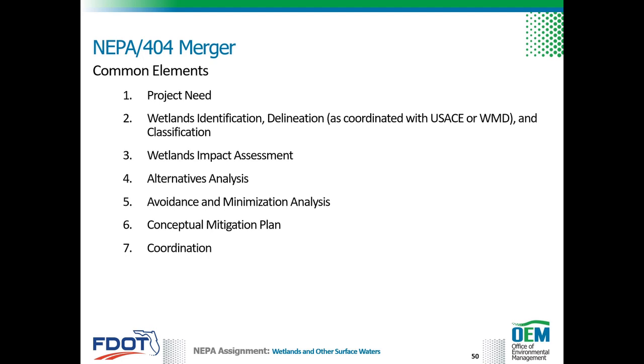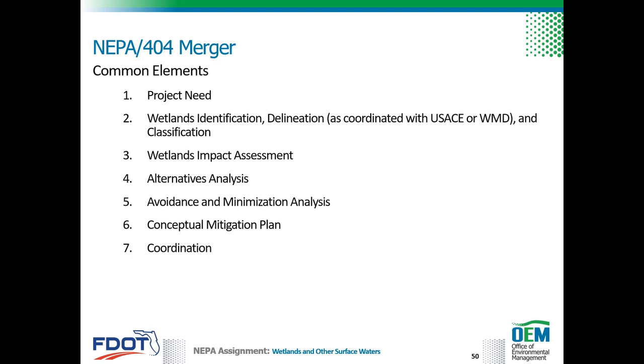6. Conceptual mitigation plan. A conceptual mitigation plan for unavoidable wetland impacts is developed in the PD&E and refined during the permitting process. The conceptual mitigation plan should identify the amount of mitigation necessary to replace the loss of wetland functions as identified by UMAM or other functional assessment.